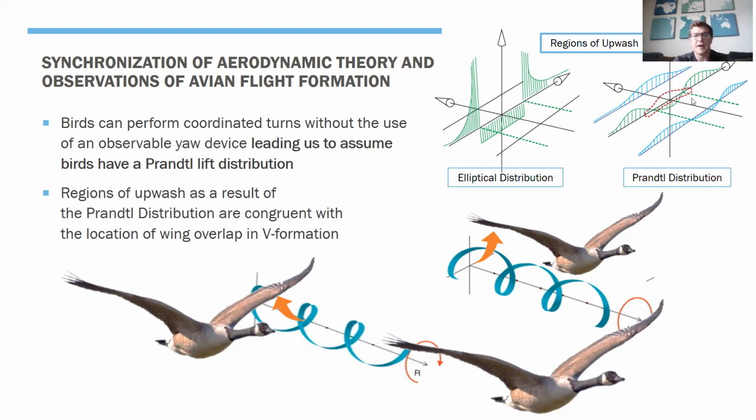And that appears to be congruent with what we see with the Prandtl distribution in the figure above, where we get this inboard region of upwash that is happening at 70.4% of the span.